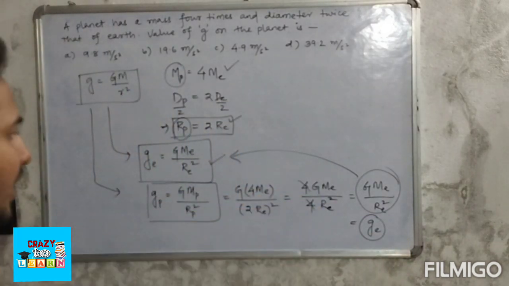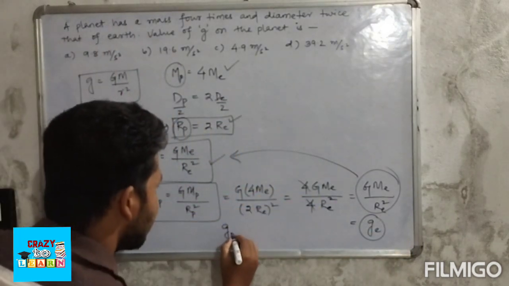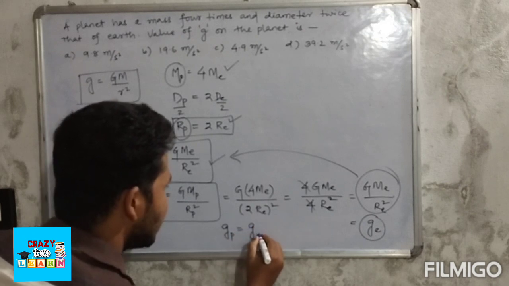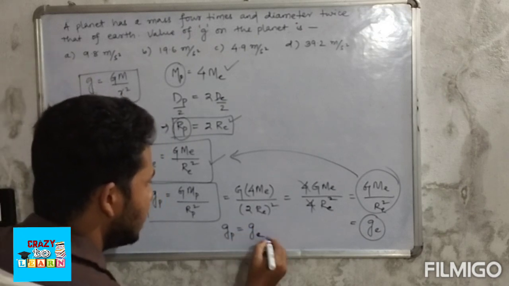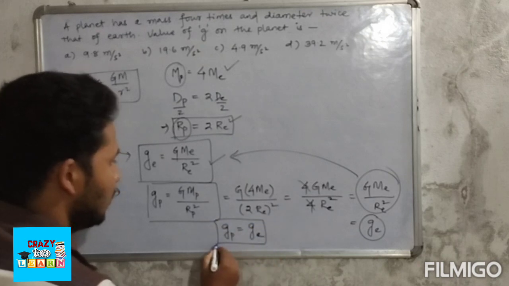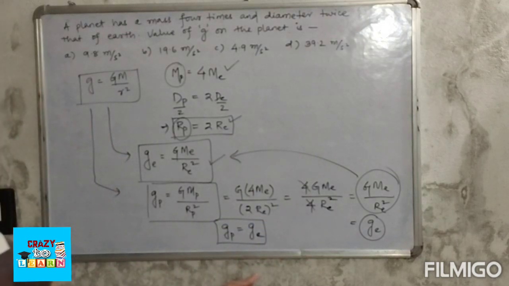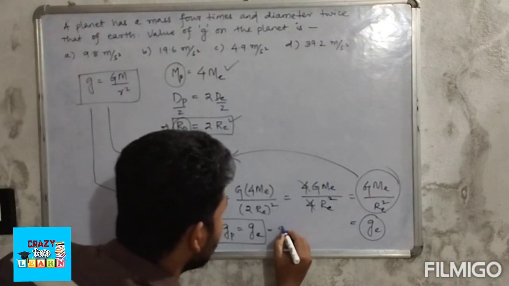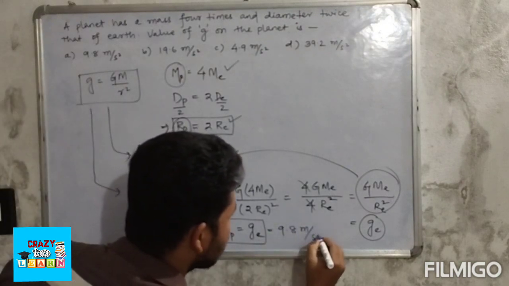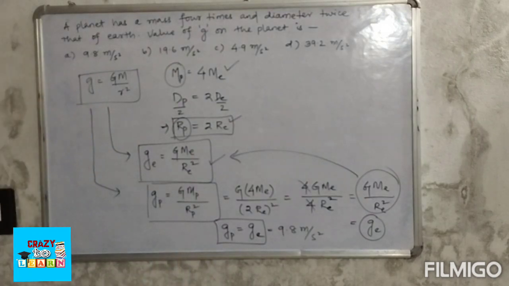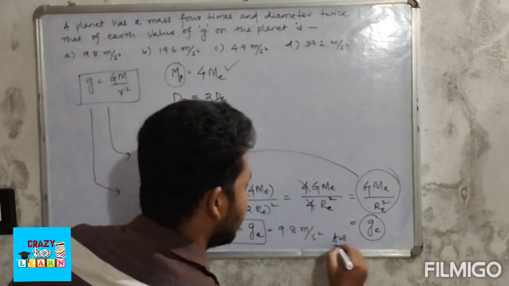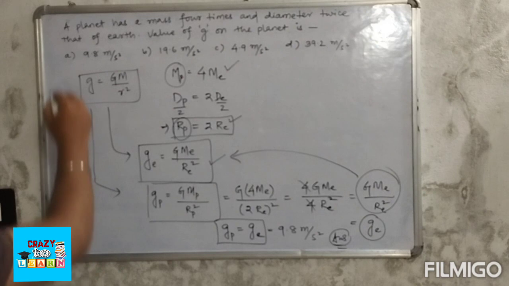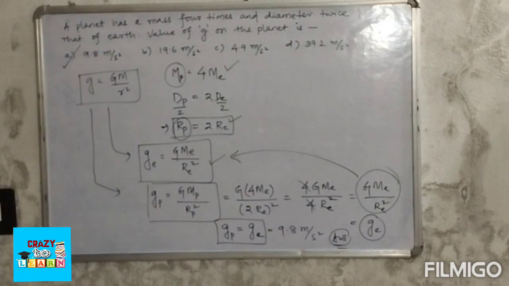So what did you conclude here? The acceleration due to gravity of the other planet, gp, is equal to the acceleration due to gravity of the Earth, ge. So gp is equal to ge. And what is the acceleration due to gravity in case of Earth? We all know it is equal to 9.8 meter per second square. So what is your answer? The answer is 9.8 meter per second square. Option A is the correct one.